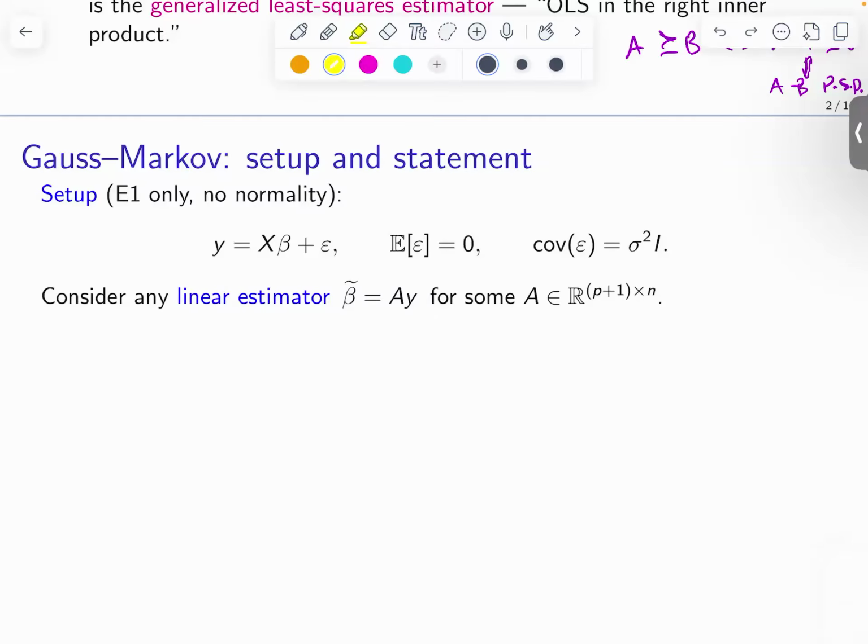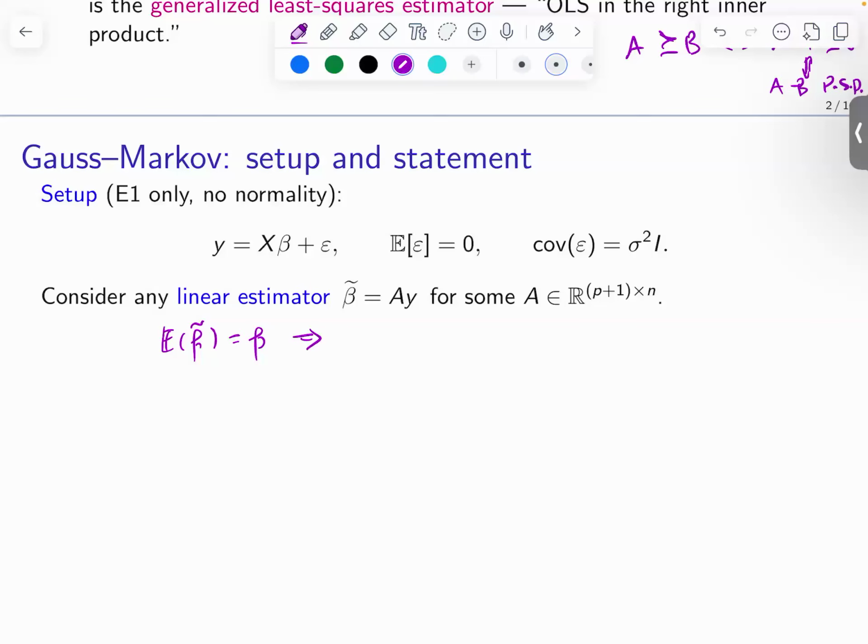So I'm going to start with a general linear estimator. So beta tilde is A times Y. That is what it means to be a linear estimator. It's linear in the observation vector. And then I want to assume that the expectation of beta tilde is equal to beta. I want to assume it's unbiased. I'm going to look at the class where the estimators are linear and unbiased.